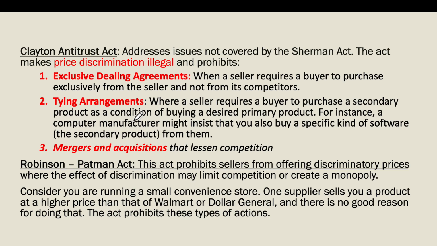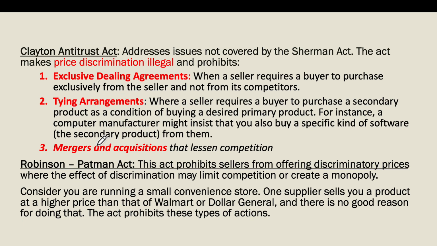Exclusive dealing agreements. When a seller requires a buyer to purchase exclusively from the seller and not from its competitor, that would be a subject of Clayton Antitrust Act. The next one is tying arrangements, whereby a seller requires a buyer to purchase a secondary product as a condition of buying a desired primary product. For example, a computer manufacturer might insist that you also buy a specific kind of software from them. So in this case, the computer manufacturer is coupling hardware and software. Customer may be bound to buy both products from the same supplier. Now, that type of tying arrangement is a subject of Clayton Antitrust Act.